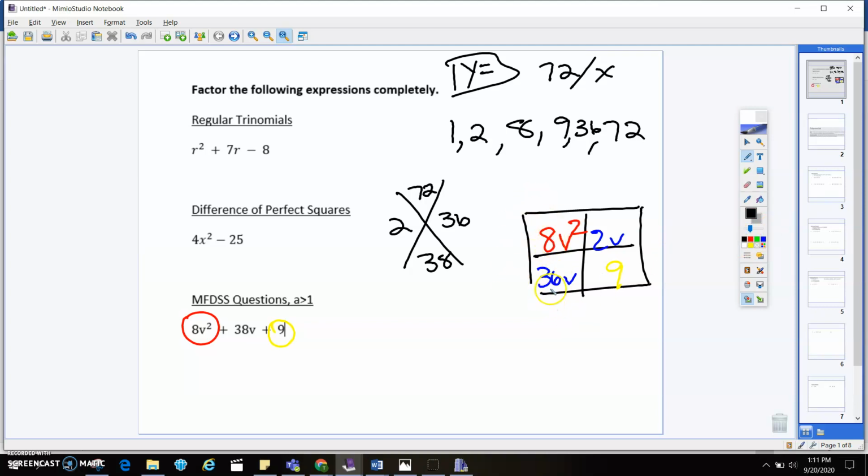Well, what about 8 and 36? Well, I know they both share a 2, and I think they both share a 4. Okay, so 4 times 9 gives me 36. Good. All right, but they both share a V, so 4V. Over here, 2 and 9. Well, they don't really share many things in common. So 1 is their greatest common factor.